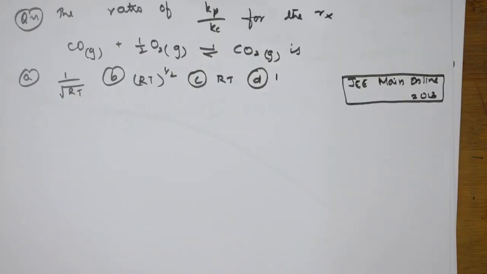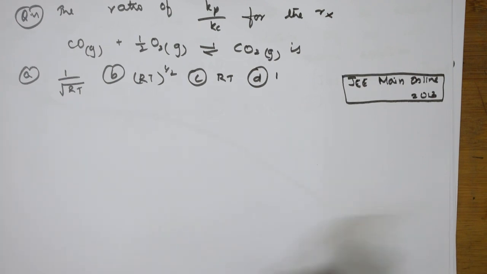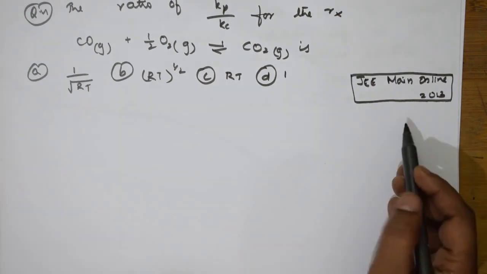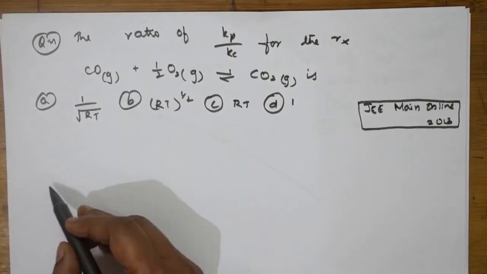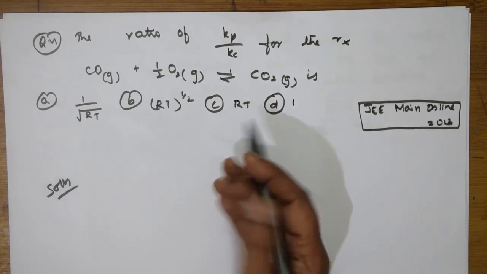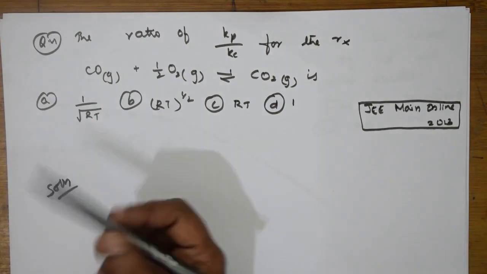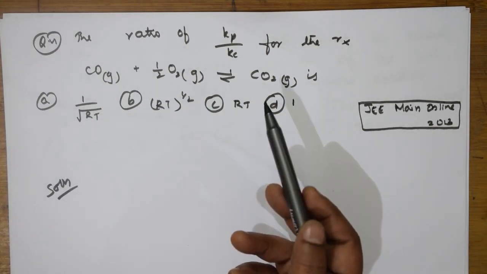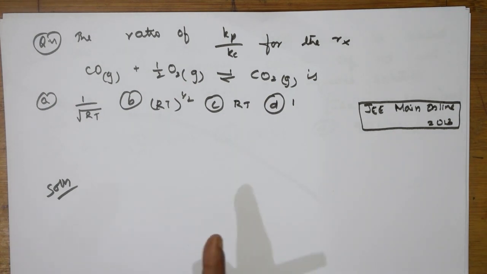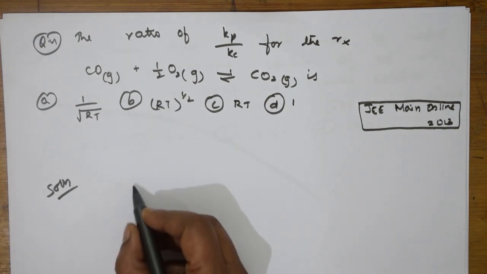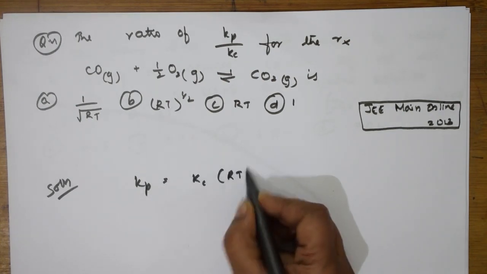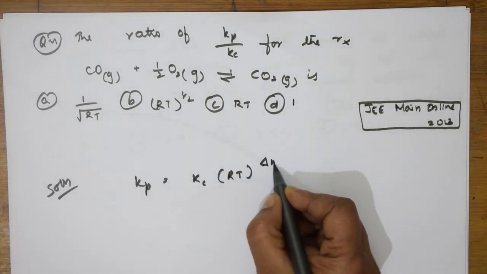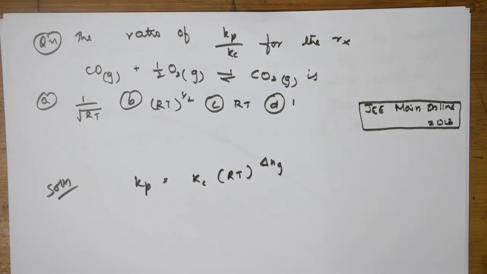Now let us see the 4th question. So in the 4th question, what do they give me? This is again a JEE Main Online 2013 question. They have asked us the ratio of Kp by Kc for the reaction. So this reaction is given to me. The ratio of Kp by Kc I need to find. Already we have studied one formula for this. What is the formula? Kp is equal to Kc into (RT) to the power of delta Ng. This is the formula which you have learnt already.